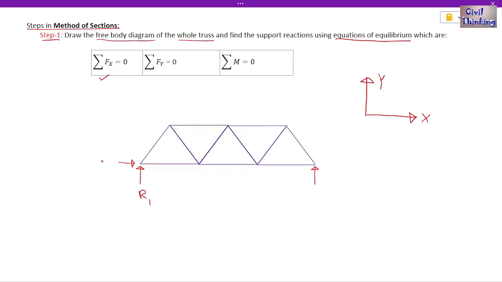Let us say this is R1, R2, this is R3. We will find these R1, R2 and R3 with the help of these equations of equilibrium. Don't worry, when we take an example we will actually apply these equations of equilibrium, and we will see how we find these reactions. Right now I am just introducing you to the basic steps in the method of sections. Now let's move on to step 2.